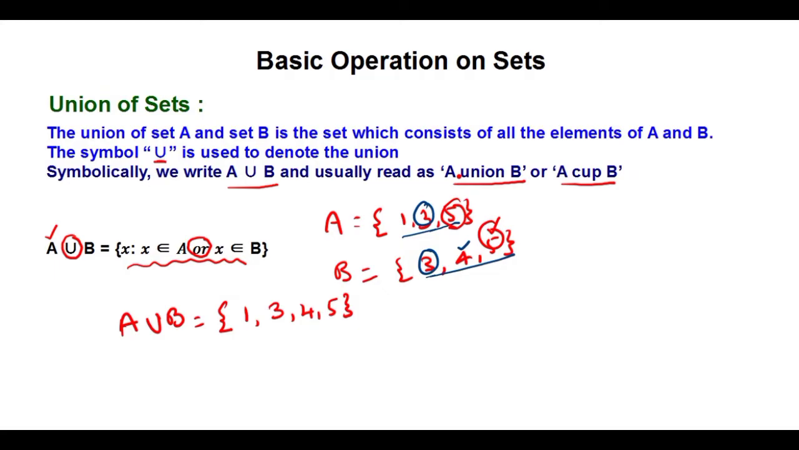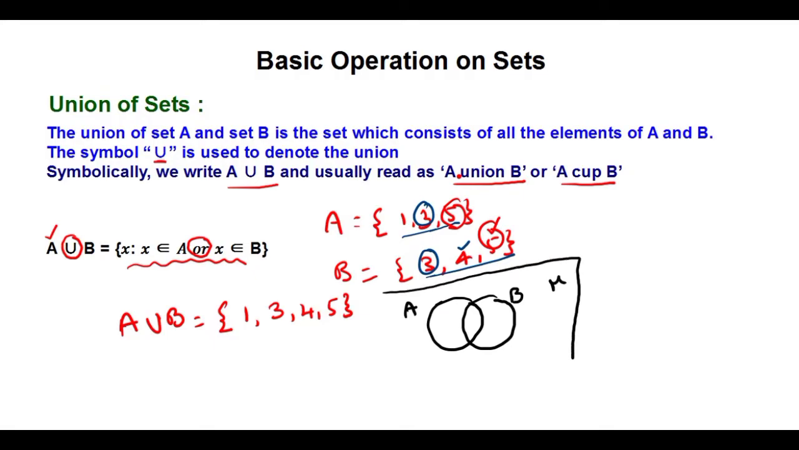So what about its Venn diagram? How to represent it? Generally we take 2 circles for set A and set B. We also take one universal set, represented by the rectangular box. The rectangular box means it is the universal set, and all the sets are subsets of this universal set. In set A we take 1, 3, 5. 3 and 5 are common to both set A and set B, so I take them in the middle, and in set A I take 1, and in set B I take 4.